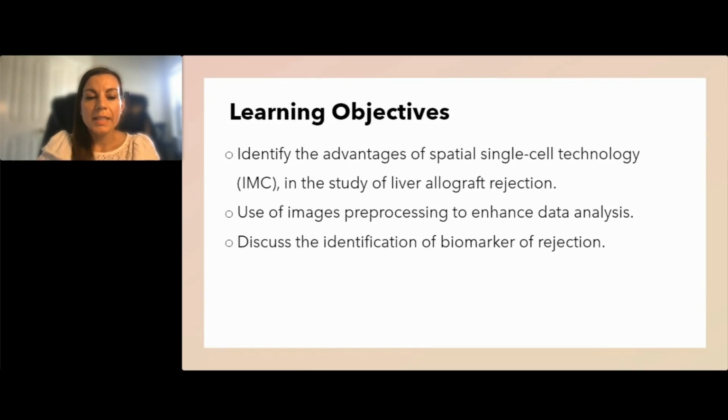The aims for this seminar are to identify the advantages of imaging mass cytometry in the study of liver allograft rejection, and how using image preprocessing actually enables and enhances data analysis, and finally to discuss the identification of biomarkers of rejection that can actually help the clinician in making the diagnosis of rejection.